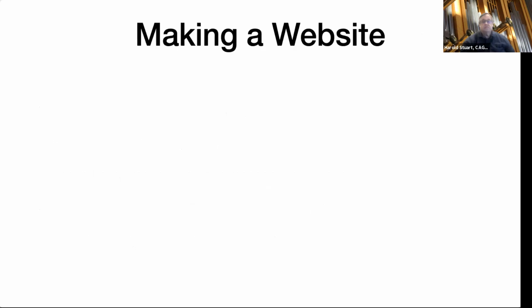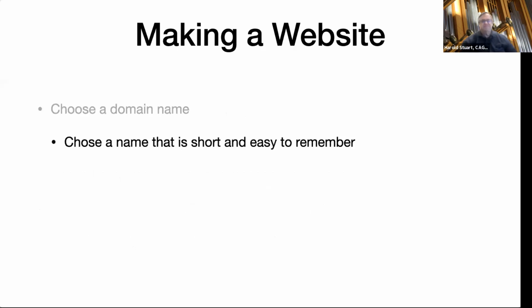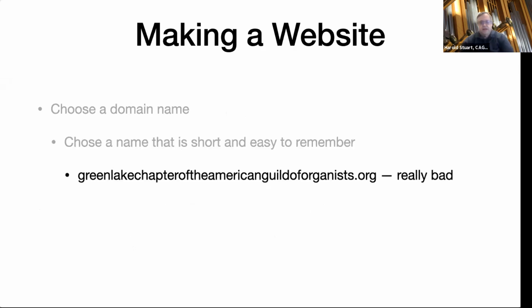So now let's talk about making a website. You have to choose a domain name. You want a domain name that is, for lack of a better term, just kind of just right. You want a name that is short and easy to remember. So let me give you some examples here. Green Lake Chapter of the American Guild of Organists.org is a really, really bad domain name.